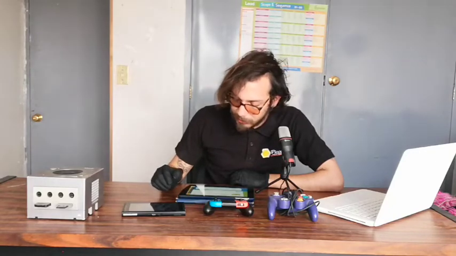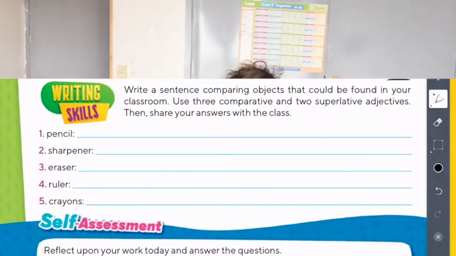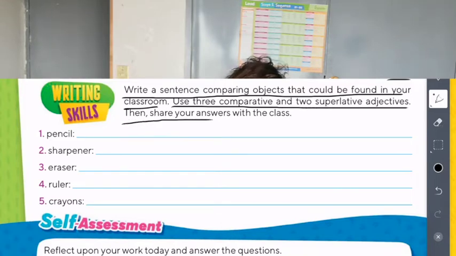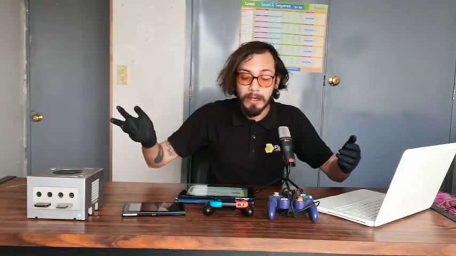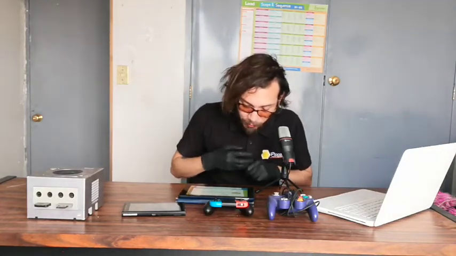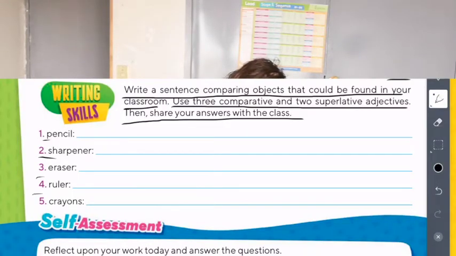Super easy. Now let's check the second activity. Okay, let's read. Write a sentence comparing objects that could be found in your classroom. Use 3 comparative and 2 superlative adjectives. Then share your answers with the class. Super easy. So you just need to remember what kind of objects we have in the classroom. And you already have the nouns here. You have pencil, sharpener, eraser, ruler, and crayons.